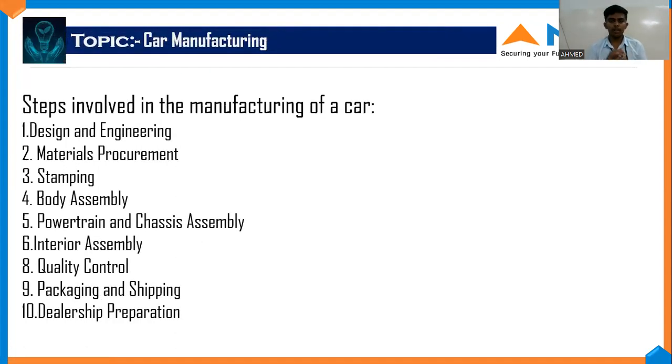These are the steps that we will be discussing today, and those steps are design engineering, material procurement, stamping, body assembly, powertrain and chassis assembly, interior assembly, quality control, packaging and shipping, dealership preparation. These steps will involve everything from the product developing, from the raw materials and designing and engineering, to the packaging.